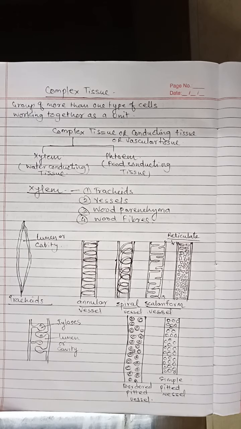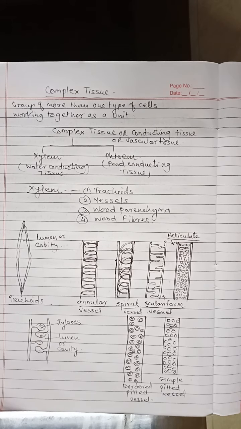Depending on the position of protoxylem, xylem is of three types: endarch xylem, exarch xylem, and mesarch xylem. In endarch xylem, the protoxylem is present toward the center while the metaxylem is present towards outside. Such type of endarch xylem is found in most of the stems of dicot.